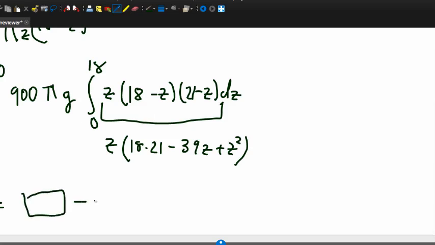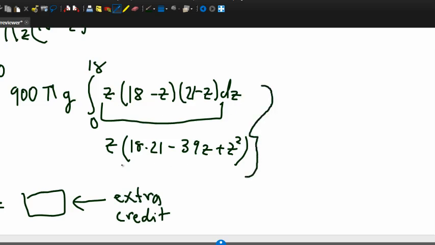I want to assign this final answer to you as extra credit. Please go over this problem, write everything out by yourself, then compute this integral down here, find the final answer, and give me your solution and your final answer at the end of class on Tuesday. If you do that, I'll give you some extra credit points. Okay? Alright.